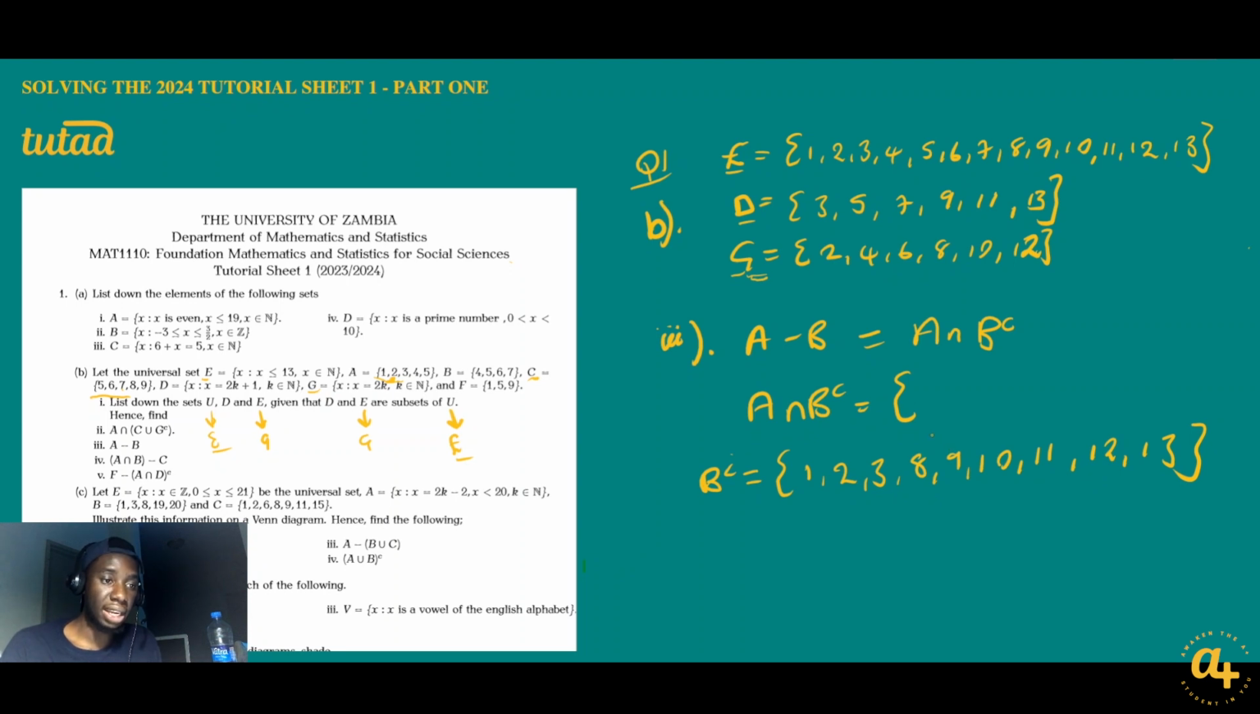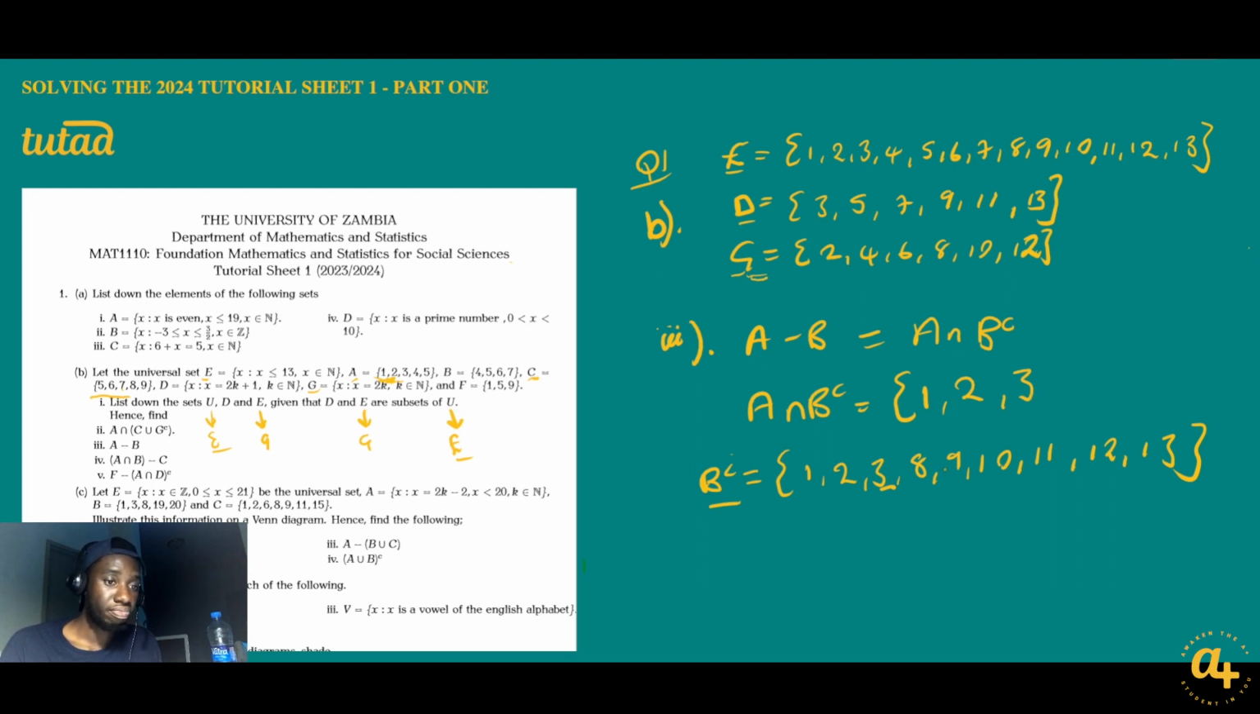So now let's find the intersection between A and B complement. What's common between this set and the set A right here? B complement has 1, the set A also has 1, so we're going to have 1 there. B complement has 2, so does the set A, so we're going to write 2 there. B complement has 3, but so does A as well. So 3 is also common in both sets, so we're going to write down 3 there.